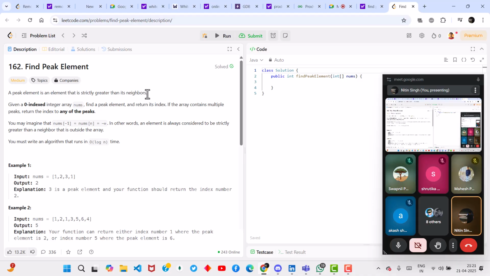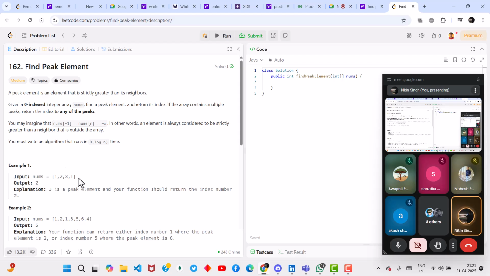If the array contains multiple peaks, return the index of any of the peaks. You can imagine that nums of minus 1 and nums of n are equal to minus infinity. That means to the extreme left of my array it's minus infinity, and to the extreme right of my array it's minus infinity. That means every other element will be greater than my edge numbers. That means my first and last elements will always be greater than their left and right neighbors.